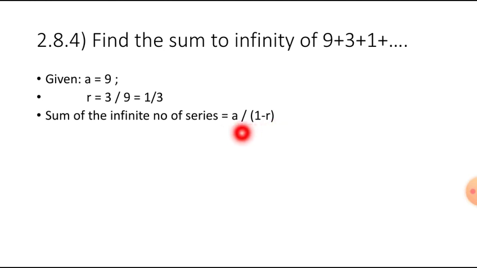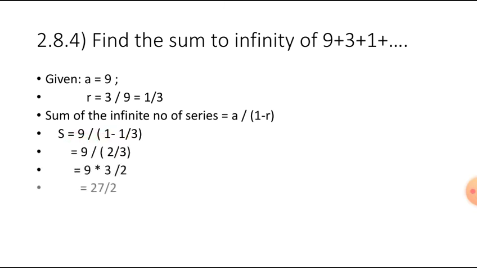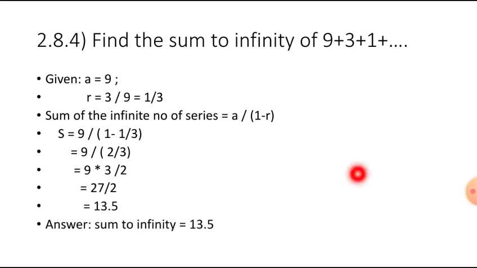To apply this formula, we need the values of A and r. A is the first term of the series, that is 9, and r is the ratio, that is equal to T2 by T1, the second term divided by the first term, that is equal to 1 by 3. So the sum S is equal to 9 divided by 1 minus 1 by 3, and we will get the sum of the series. Sum to infinity is equal to 27 by 2, that is equal to 13.5.